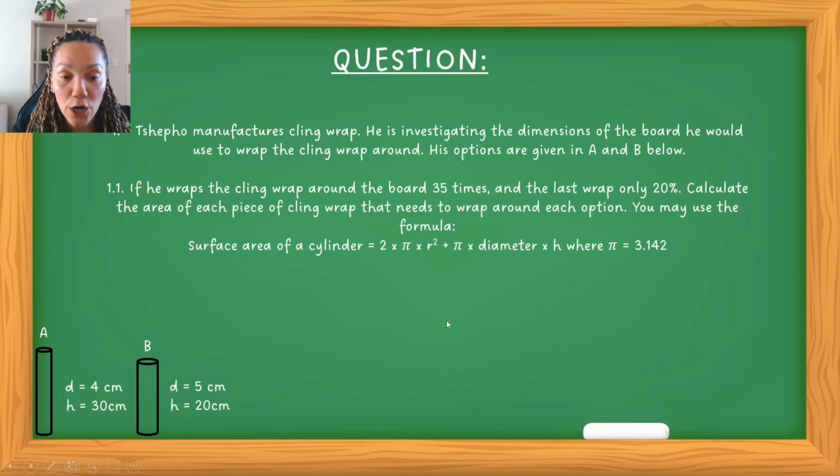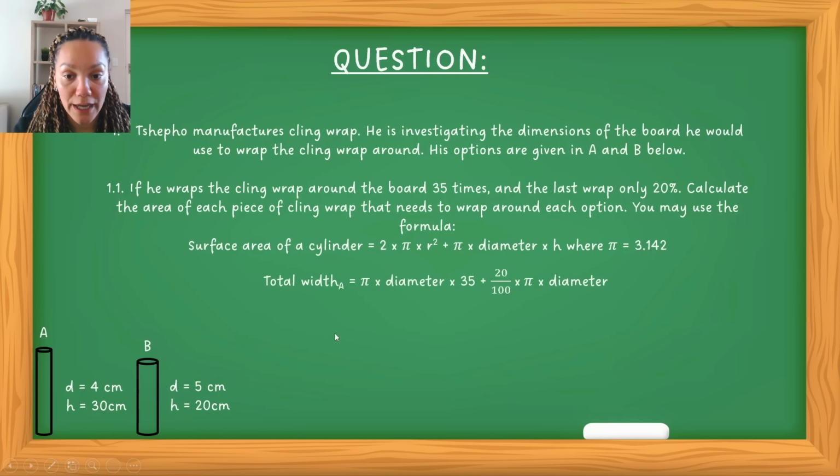So how would we then do this question? If I look at A, we'll look at the total width of A. Now, this is actually trying to calculate the length of one rectangle, then multiplying that length, because it's going to go around 35 times, by 35. And then we're going to add 20% of that width. Remember, this is the formula for the circumference. So we're going to take this and multiply it by the width 35 times and then 20% of the extra piece.